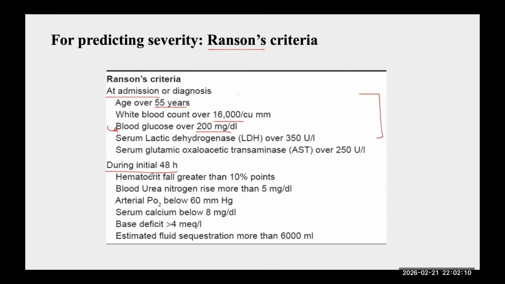So all of these can be checked upon admission, and if any of these are met, each one gives a point. Now, after 48 hours, we're going to check the hematocrit. If it falls greater than 10%, that's another point. We're going to check the BUN if it's more than 5 milligram per deciliter, arterial oxygen if it's below 60, serum calcium below 8. Remember when I told you hypocalcemia is considered a poor prognostic factor because of the saponification that happens when calcium starts to bind fatty acids. So that's where it meets us again. Base deficit that is greater than 4 milliequivalent per liter. Estimated fluid sequestration more than 6,000 milliliter.